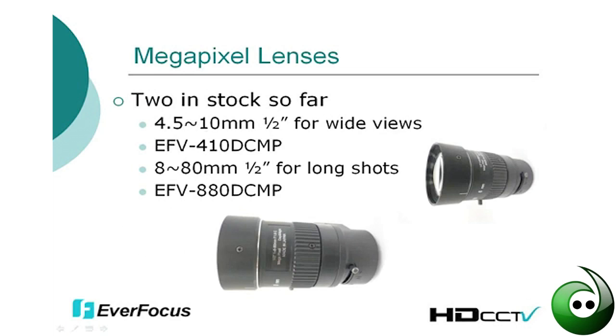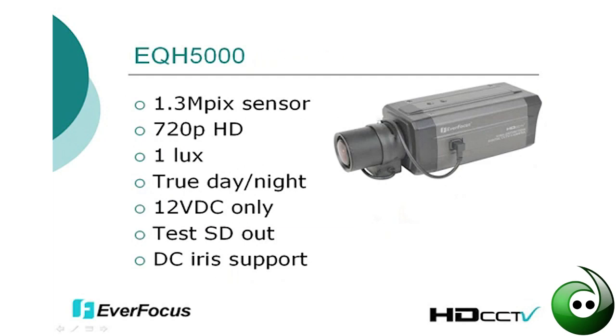In terms of megapixel lenses for the EQH5200, we have 2 in stock so far, 4.5 to 10 for wide views and an 8 to 80 for long shots. These are half-inch lenses to fit the large sensor in the camera. And again, in terms of box cameras that will also use these lenses, we have the EQH5000. This is a 1 megapixel 720 camera, 1 lux sensitivity. Also true day-night, 12 volts DC only. Also has the standard def test output and supports DC iris lenses.